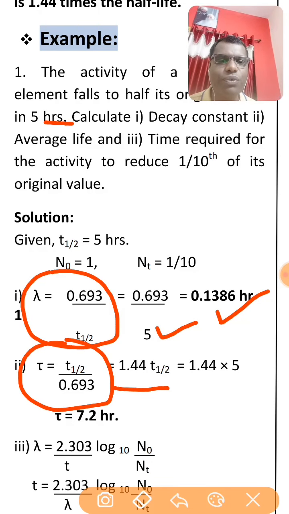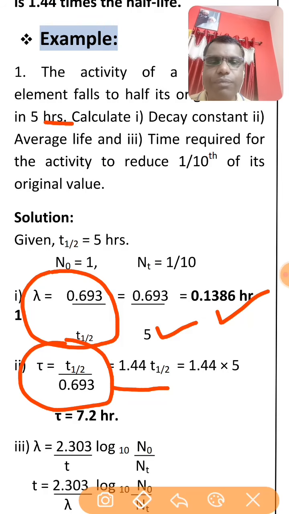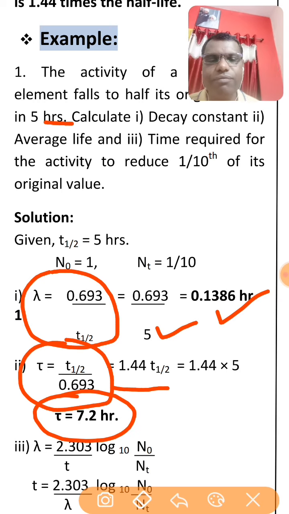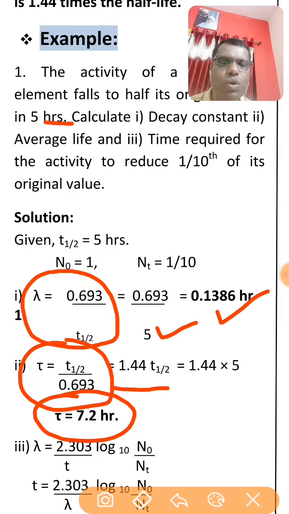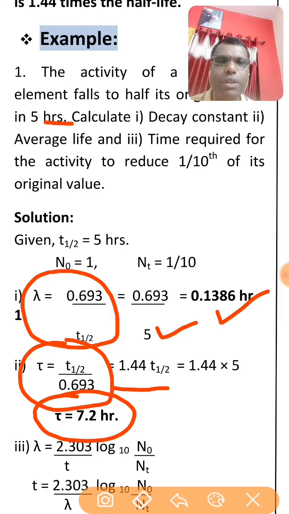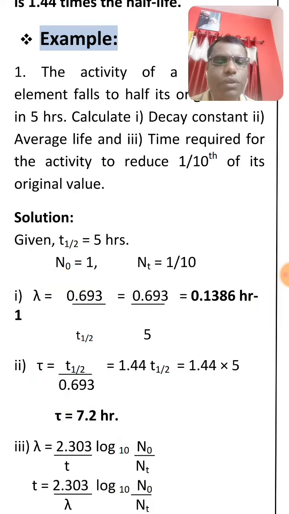So here you can put the value of the half-life period: 1.44 into half-life period 5. By multiplying this, we will get the mean life equal to 7.2 hours. So this is the second quantity to be calculated here, with the help of the decay constant, called tau, the mean life.